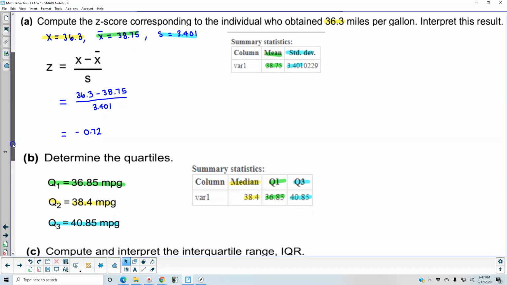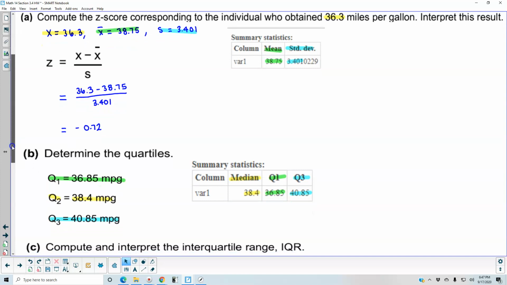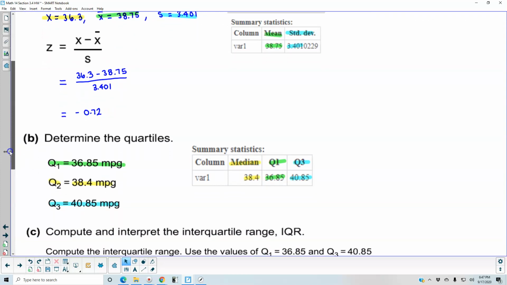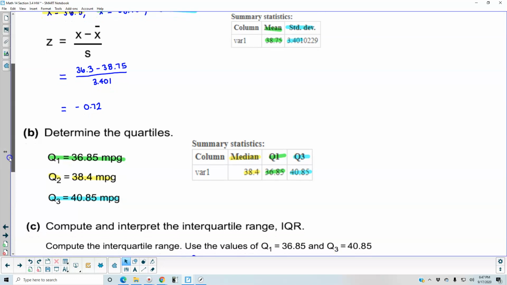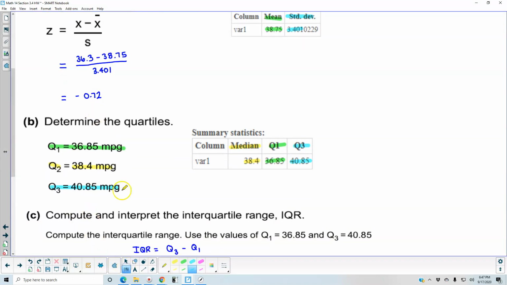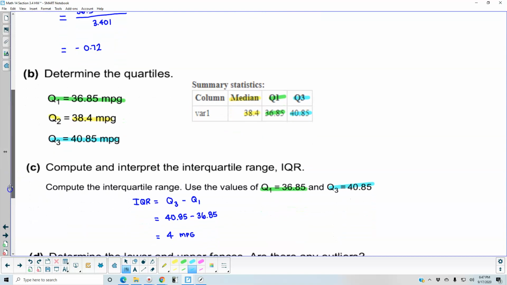Now we're going to compute and interpret the interquartile range. Remember, to compute the interquartile range, we use the following data from above. We need quartile 1, which is 36.85, and quartile 3, which is 40.85. The interquartile range is quartile 3 minus quartile 1. So 40.85 minus 36.85 gives us 4. That's 4 miles per gallon.